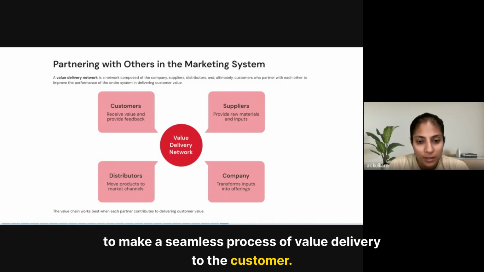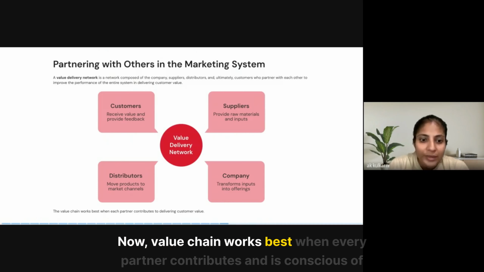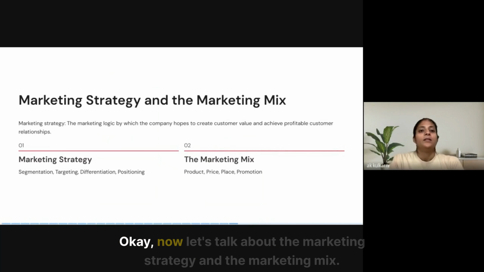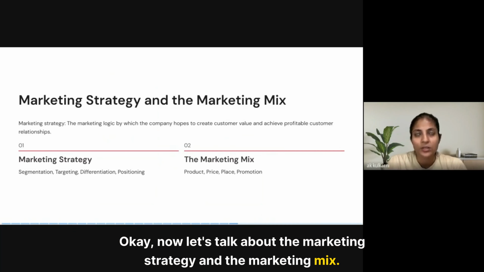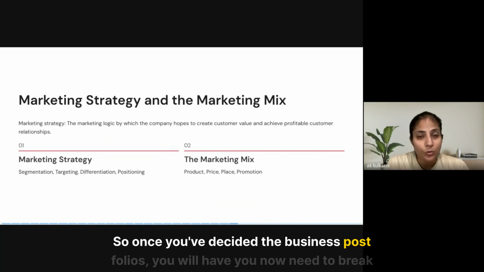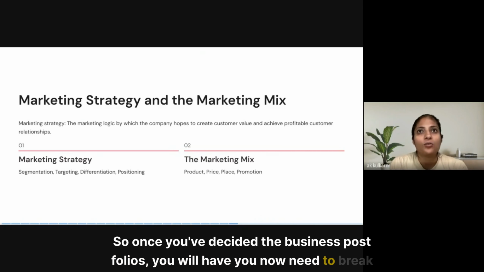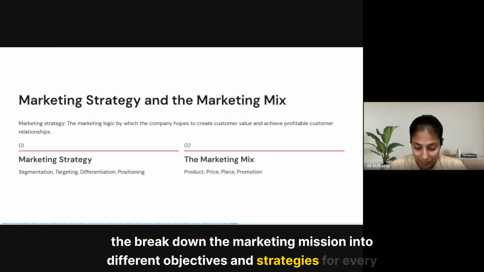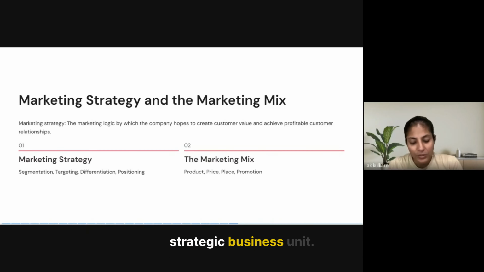delivery to the customer. Now value chain works best when every partner contributes and is conscious of delivering customer value, including the customers themselves. Okay, now let's talk about the marketing strategy and the marketing mix. So once you've decided the business portfolios you will have, you now need to break down the marketing mission into different objectives and strategies for every strategic business unit.